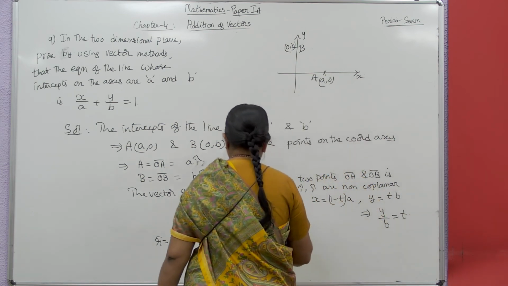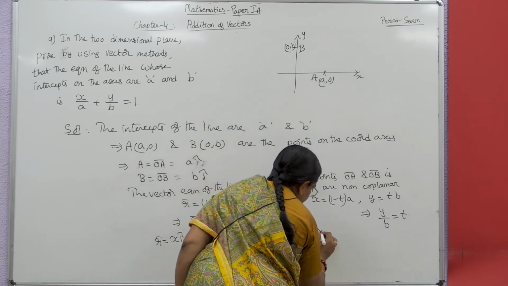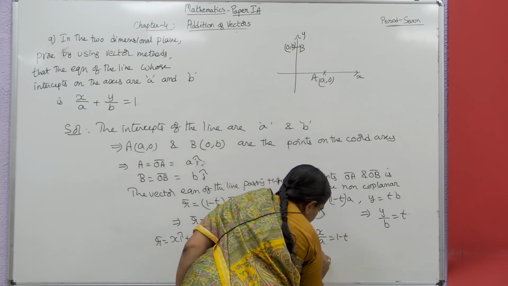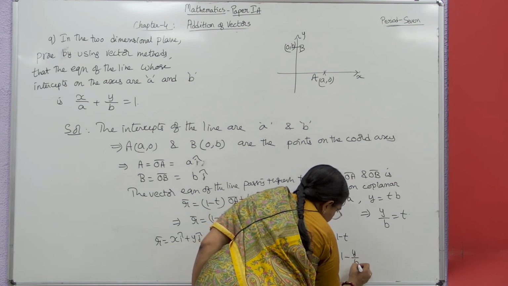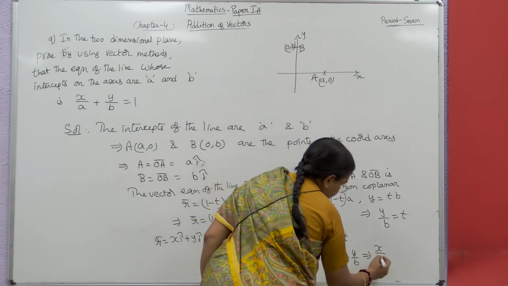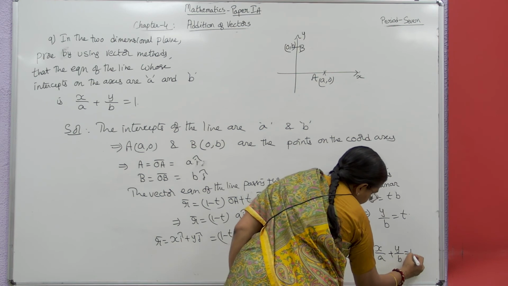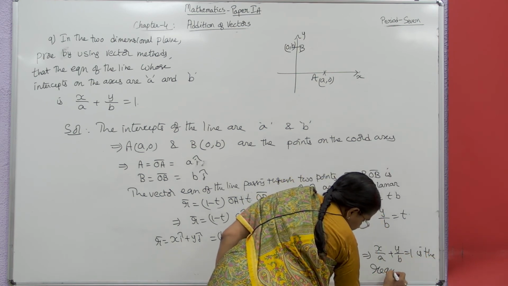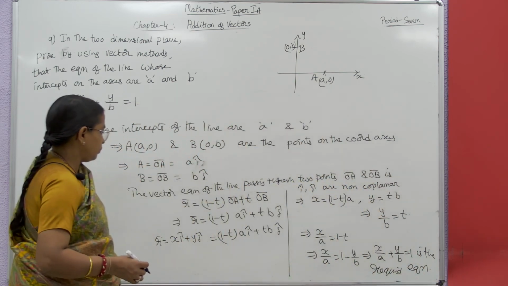Now substitute this y by b in this. So x by a is equal to 1 minus t, that means x by a is equal to 1 minus y by b. So x by a plus y by b is equal to 1 is the required equation. This is the required equation. So that is how we solve the problem.